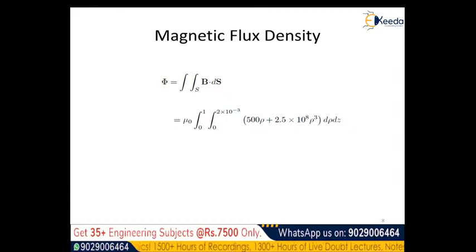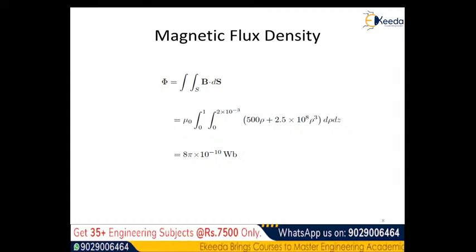So 2 into 10 raised to power minus 3, a multiplicand here, and this is applicable to the bracket here. We write 500 rho plus 2.5 multiplied by 10 to the power 8 into rho cube here, d rho dz here. So when we perform the integration over this particular bracket, we come to have the value in terms of 8 pi into 10 raised to power minus 10. So this is the total magnetic flux.